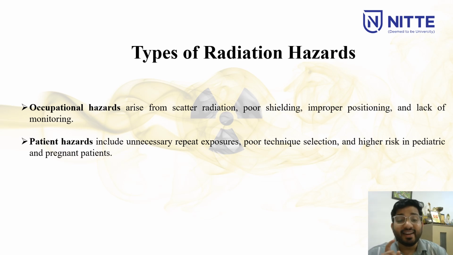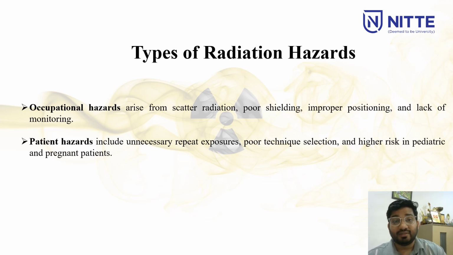Occupational hazards arise from scattered radiation, poor shielding, improper positioning and lack of monitoring. Patient hazards include unnecessary repeated exposure to the patient, poor technique selection, where the KVP and MAS we should select smartly, and higher risk in pediatric and pregnant patients. Improper selection of these technical factors carries a high risk, particularly in pediatric and pregnant patients.